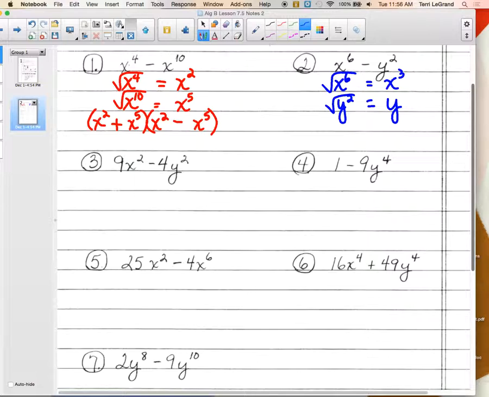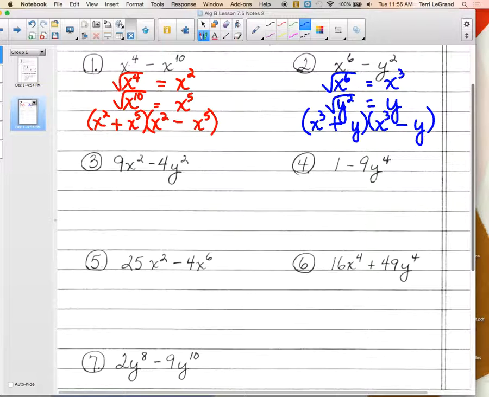Now, both of the factors start with what? X to the 3rd. And both end with y. One has addition, the other has subtraction. Okay, questions on that one?